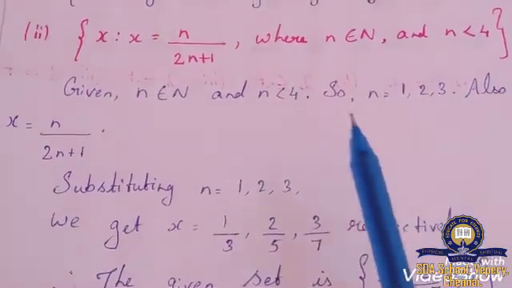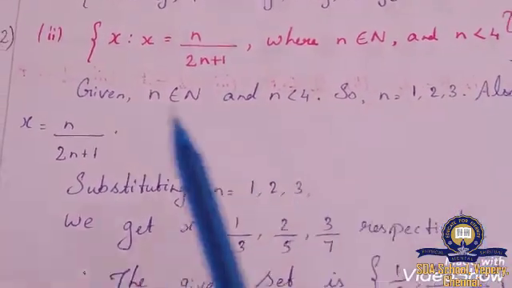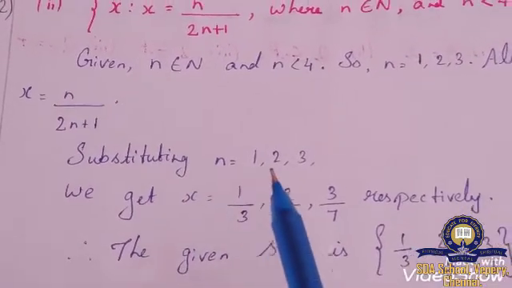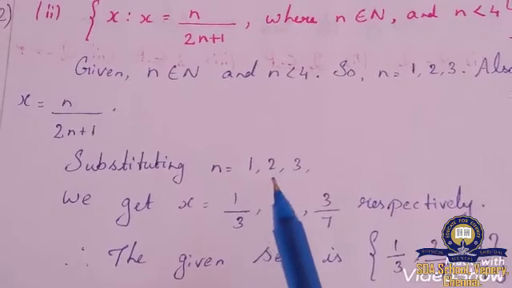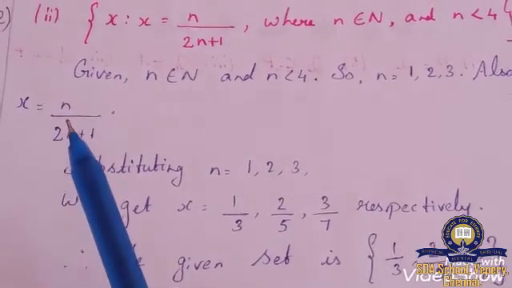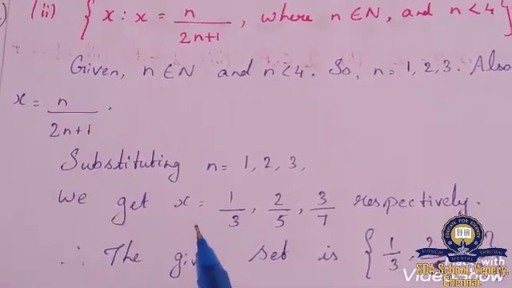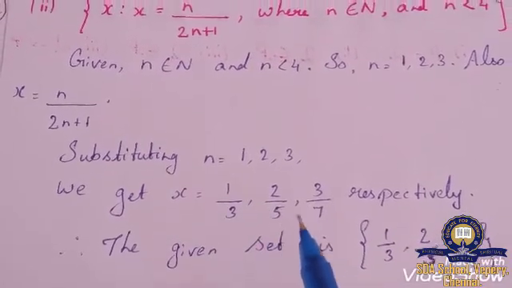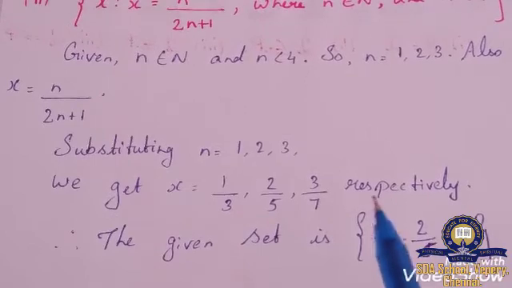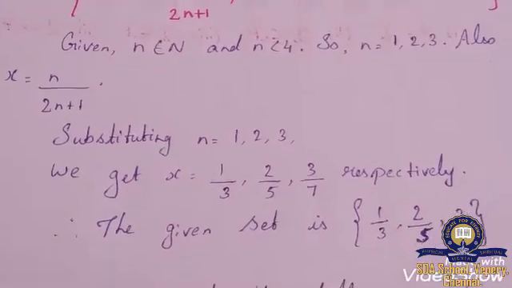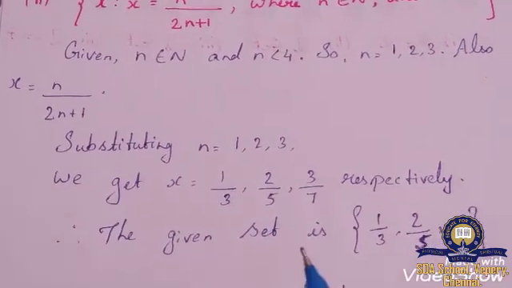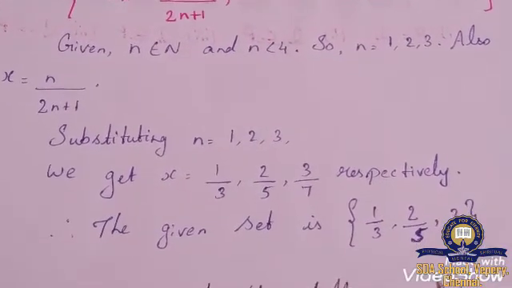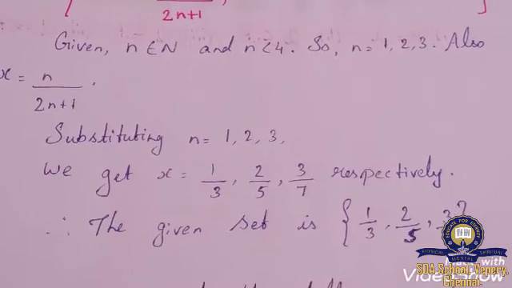Now we find the values. We substitute n = 1, 2, 3. So we get x = 1/3, 2/5, 3/7 respectively. Therefore the given set is {1/3, 2/5, 3/7}.